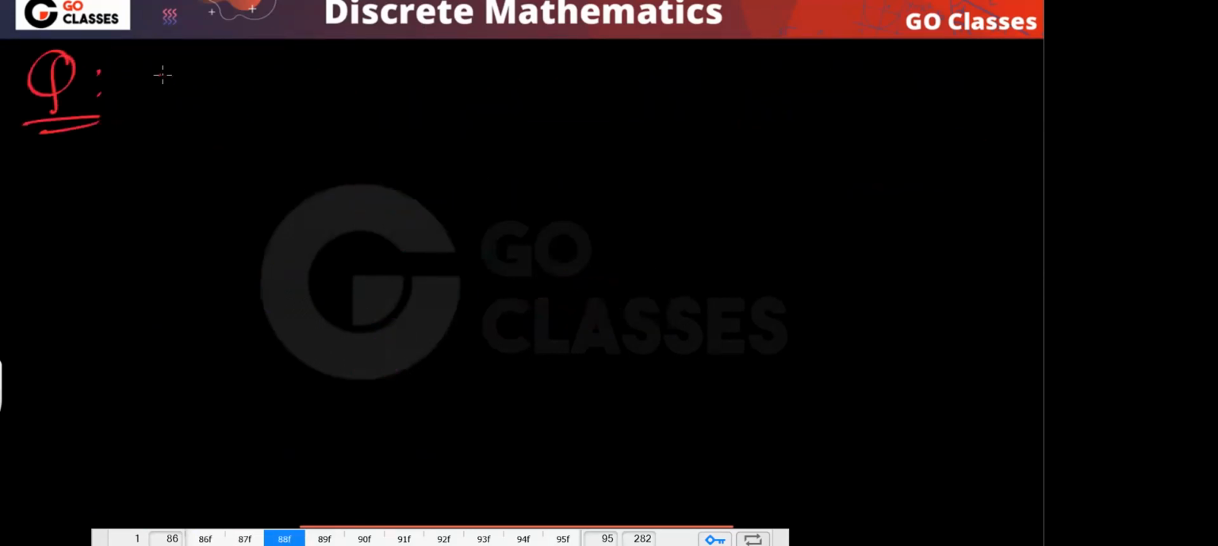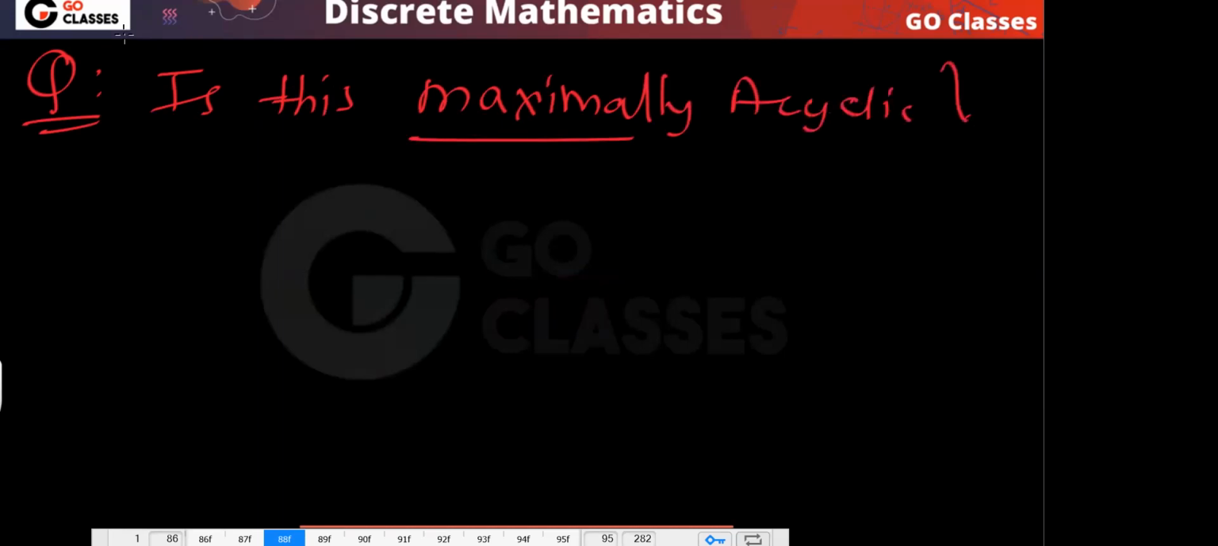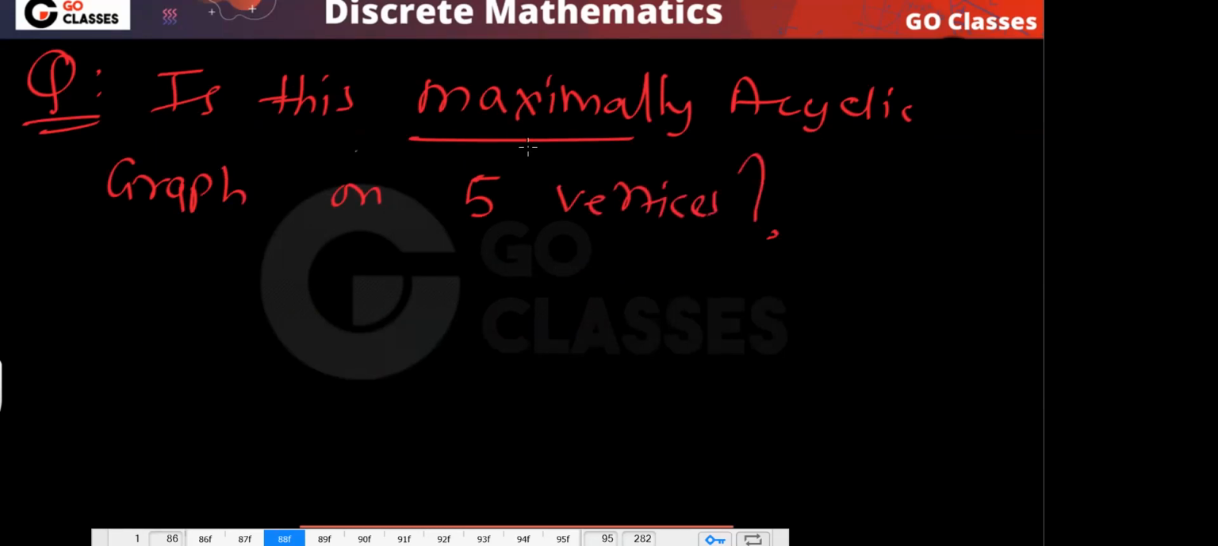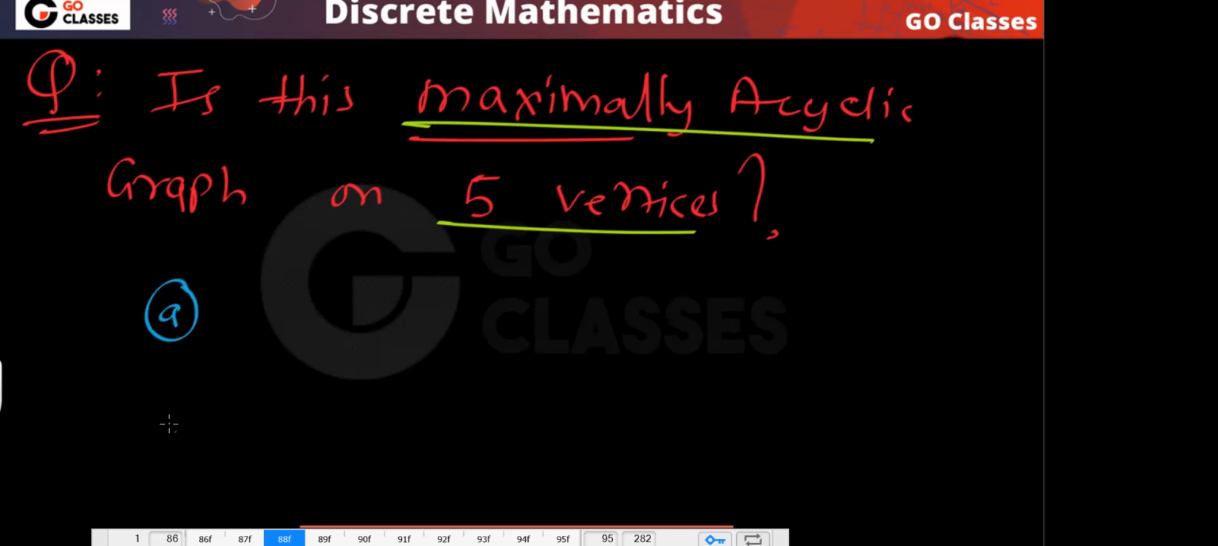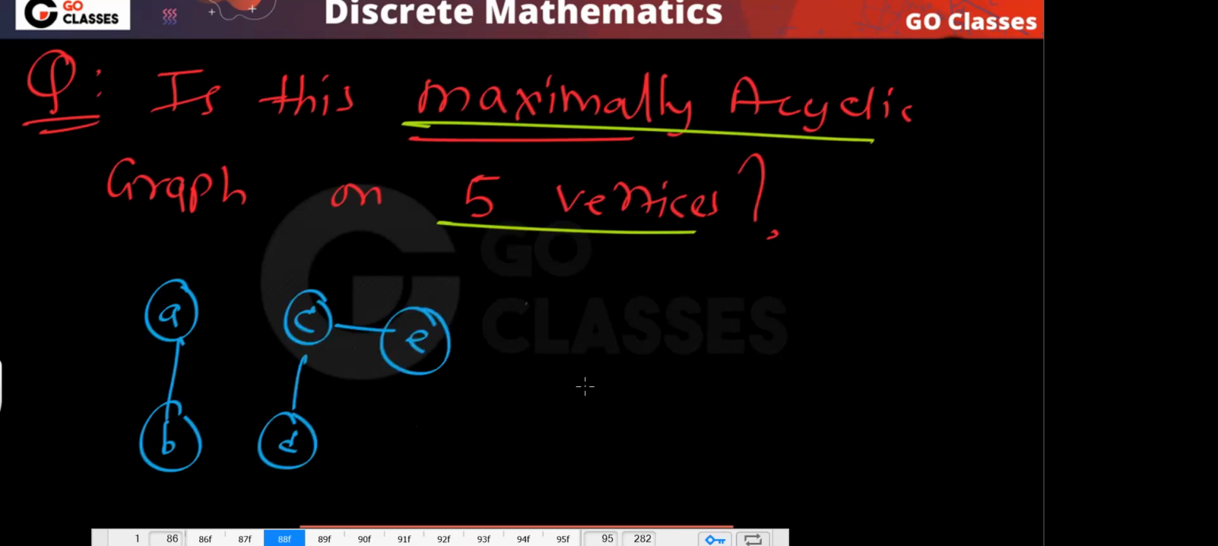Now my question, this is another question. Is the following graph maximally acyclic on 5 vertices? So I am giving you a graph and you tell me, is this graph maximally acyclic on 5 vertices? The number of vertices is fixed. You can't change the number of vertices. So let me give you this graph. First you tell me, is this acyclic? Yes, this is acyclic on 5 vertices.